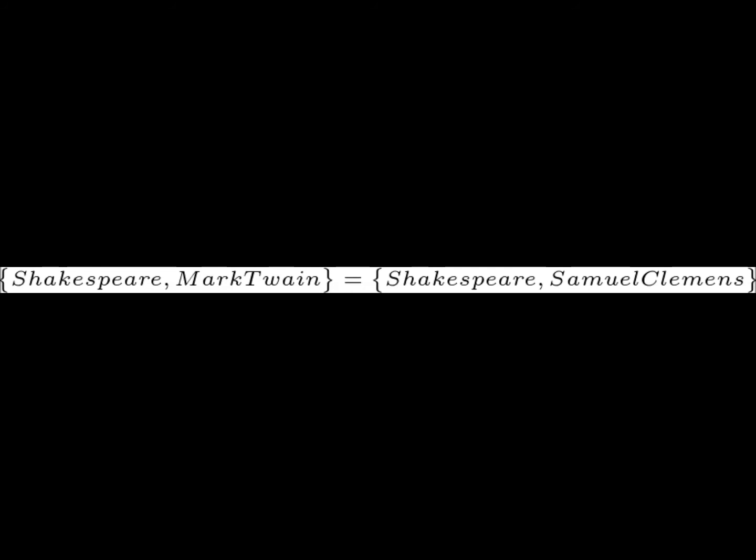Also, you can have equal sets. Take a set that contains authors, right? In the set, you're going to have {Shakespeare, Mark Twain, ..., more authors}. Then you have another set next to it, {Shakespeare, Samuel Clemens, ...}, with the same stuff that was in the first set as the dot dot dot.